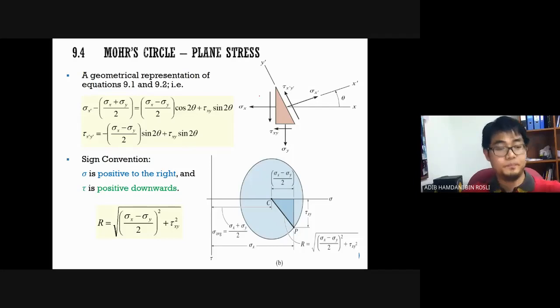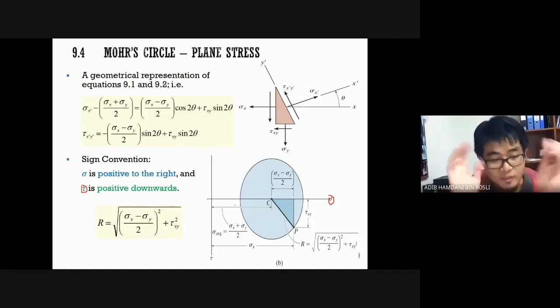And then please recall your sign convention. Now we're going to represent this state of stress in this Mohr circle, right? So before you do that, you have to know the sign convention. Sigma is positive going to the right, while tau is positive downwards.